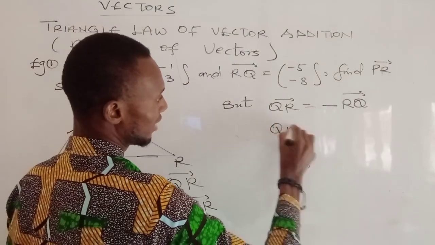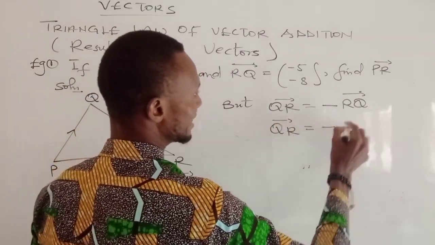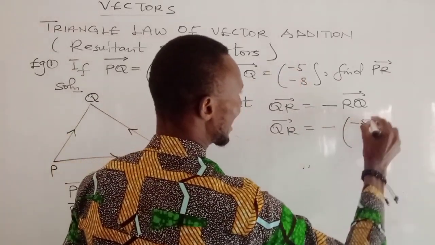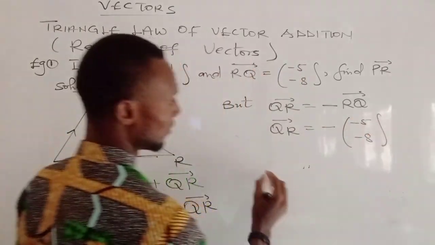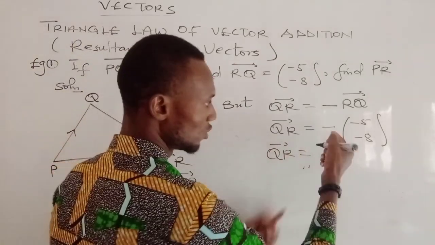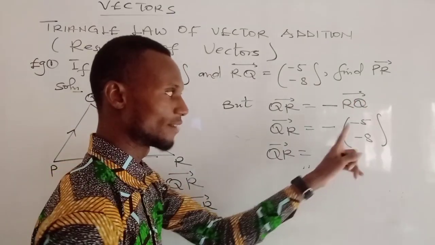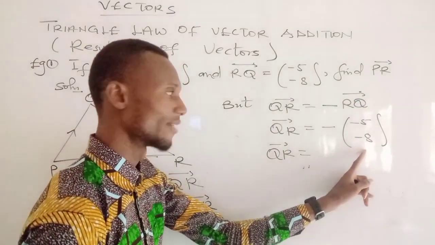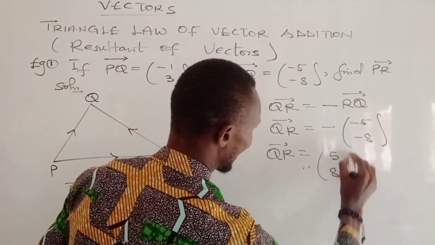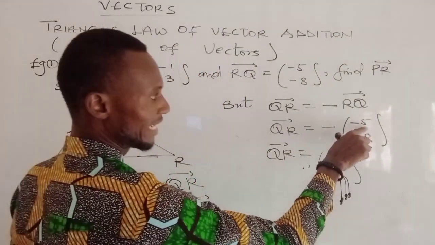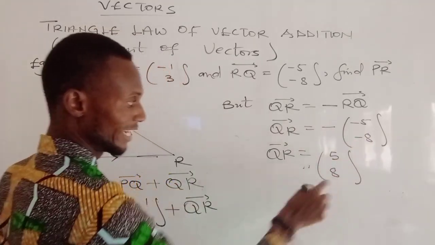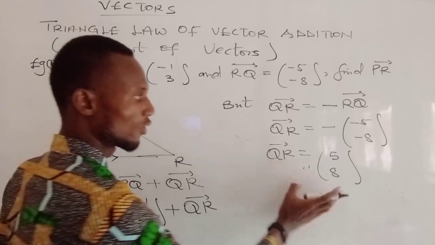Okay, like this. So now let me input my values. So my vector QR will be equal to, bring your negative. What is the value of RQ? RQ is given to be -5, -8. Okay, let's simplify further. The negative will affect the value at the top here and also the value at the bottom here. So we are going to get 5, 8, and I hope you agree with me. Negative times -5 gives me +5. Negative times -8 gives me +8. So I have my vector QR equals 5, 8.